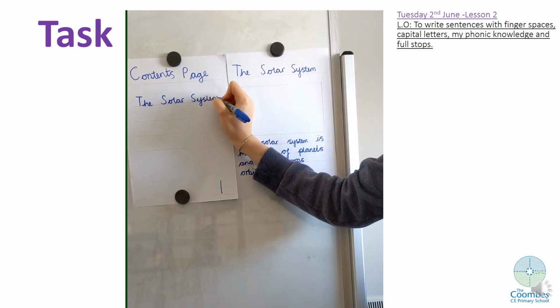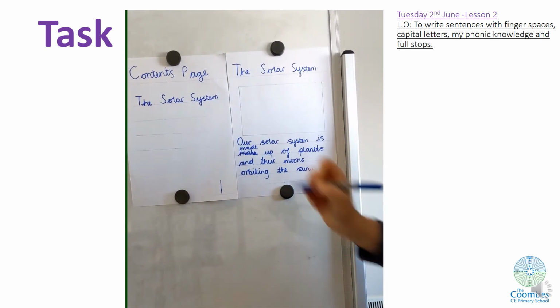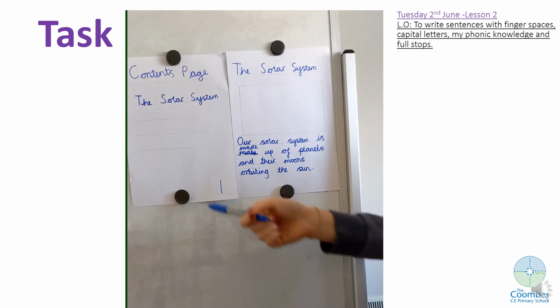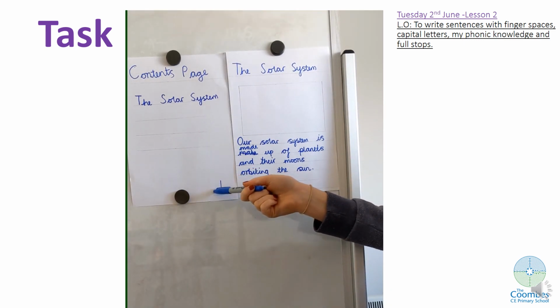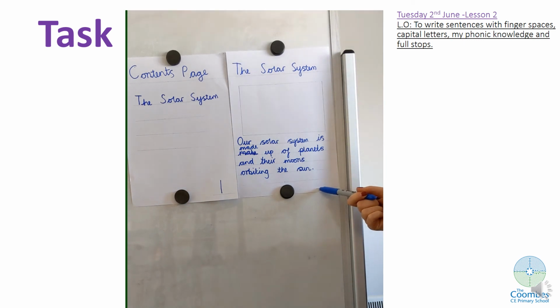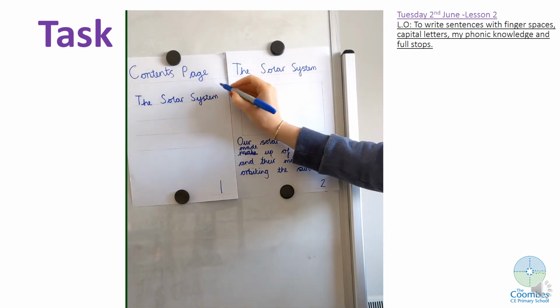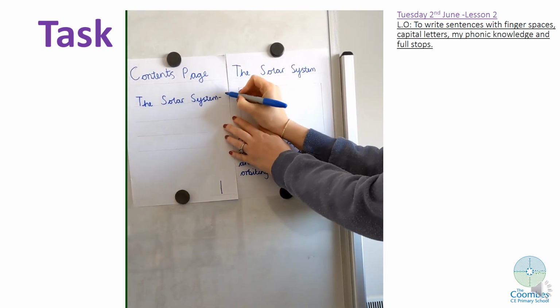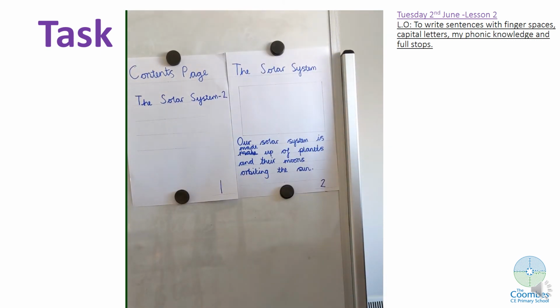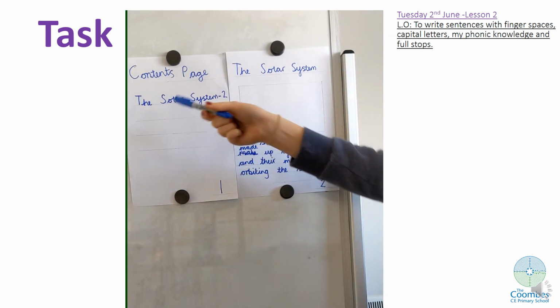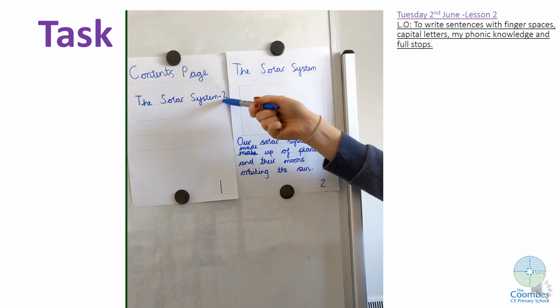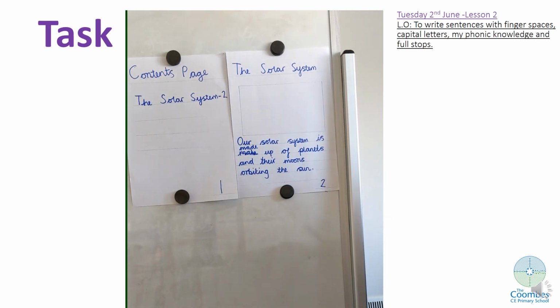And now I need to think about what page number it would be on. So if my contents page was page number 1, the next page would be page number 2. Well done. So the solar system would be on page number 2, which means next to it on here, you do a little line and fit in the number 2. So when I open up my contents page, I can look, I want to find out about the solar system, it's on page 2. Well done. Have fun making your first page of your non-fiction book today.